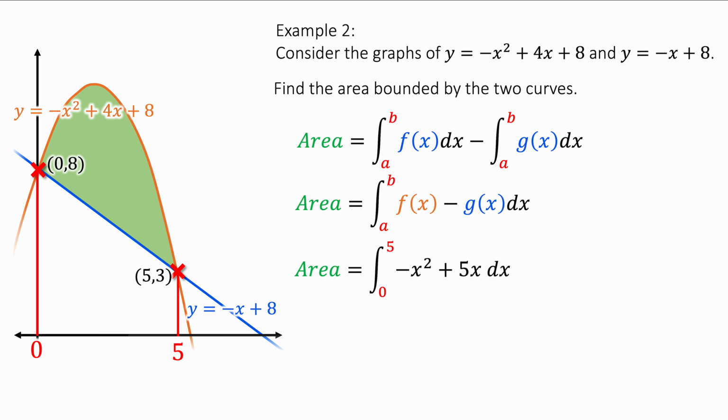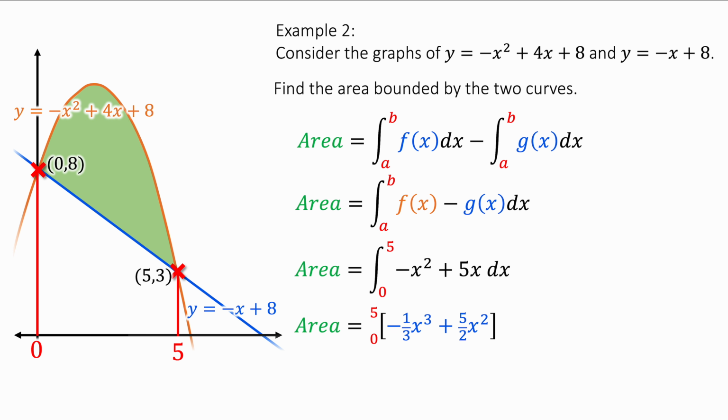And it simplifies to be this. So minus x squared plus 4x plus 8 plus x minus 8. The minus 8 and the plus 8 disappear. The 4x and the x combine to be 5x. It simplifies very nicely. So it's far simpler to subtract the two functions first and integrate.